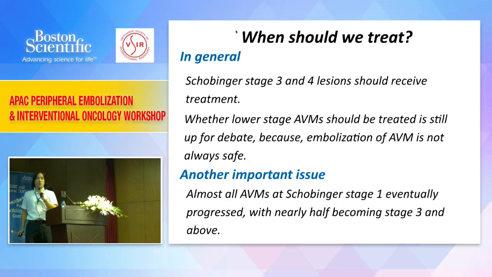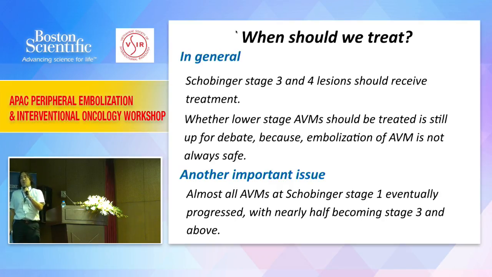And when should we treat AVMs? In general, Schobinger stage 3 and 4 lesions should receive treatment because the patient has some kind of symptom. However, whether lower stage AVMs should be treated is still up for debate, because embolization of an AVM is not always safe. Sometimes we encounter complications.